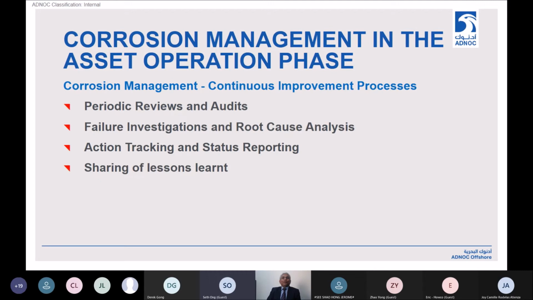It would be incomplete to say that once we've designed, everything goes well. Now, we have numerous failures in our facilities. We learn from failures. We learn from investigation of failures and root cause analysis, as I mentioned earlier, tracking of actions, status reporting. All of these play a very important role in mitigating threat and risk, and thereby ensuring good return on investment for shareholders.